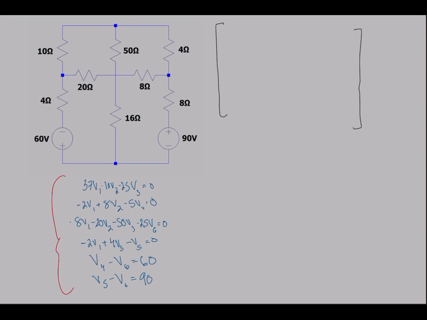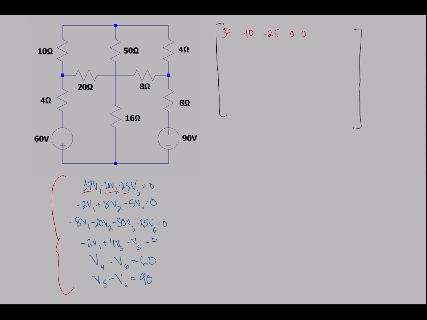We've gotten our equations that we obtained in the previous steps, and again, since we have the nodes labeled 1 through 6, we're going to have a 6 row by 7 column matrix. So we can start with the first equation. So V1's 37, so that'll be up here like so. Then we have V2 was negative 10, V3 was negative 25.